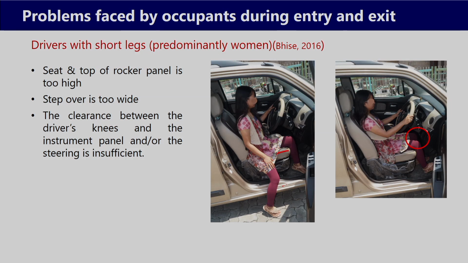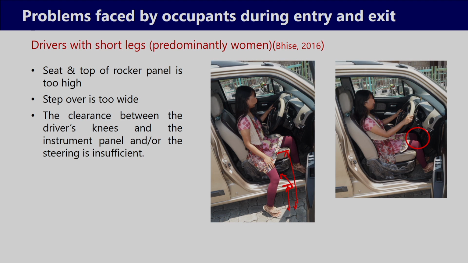How do they find it? They generally complain that the seat height and the top of the rocker panel from the ground are too high for them. The step over is too wide. The step over is the distance sideways from the rocker panel to the vehicle floor. This lateral distance is also too wide for them. They have to pull their leg from outside to inside, and they feel the distance travelled is more.